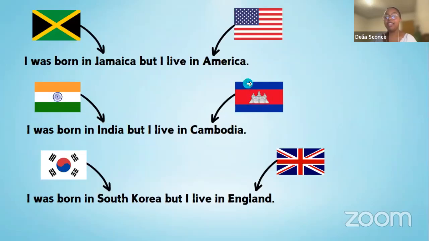But I live in Cambodia. The flag is blue, red, and blue again. And in the center, we have what appears to be a temple. Here, I was born in South Korea. So we have a white flag with a circle with red and blue and black stripes. But I live in England. So we have red, blue, and white.